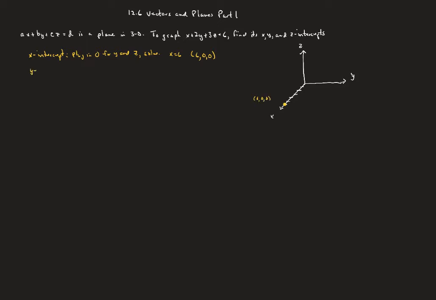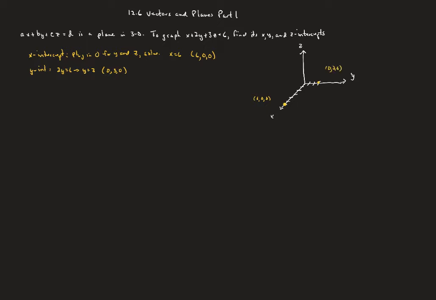In a similar fashion, to find the y-intercept, we'll plug in 0 for x and z, and that will give us 2y equals 6, which means y is 3. So that gives us the point 0, 3, 0. We go on the y-axis, and I'm going to make the tick marks now parallel to the x. So we have 1, 2, 3, and that's our point 0, 3, 0.